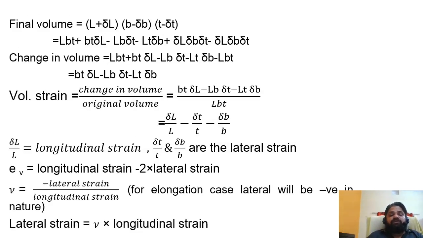Now the Poisson's ratio is lateral strain by longitudinal strain, which is also saying that lateral strain is nu into longitudinal strain, because to convert, the volumetric strain EV, the change in volume, is equal to longitudinal strain minus 2 into lateral strain. Now I convert the lateral strain to longitudinal strain with the help of the Poisson's ratio.